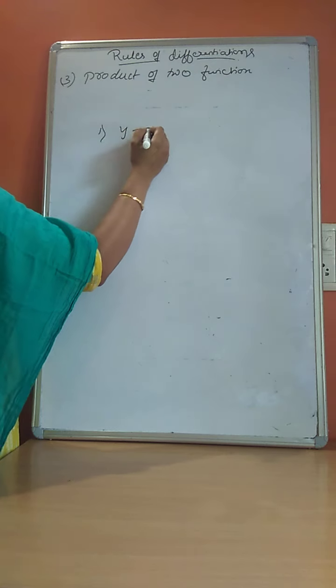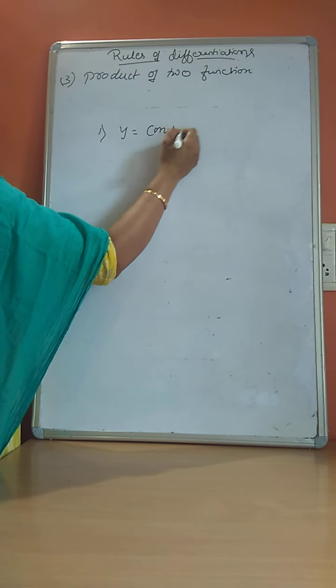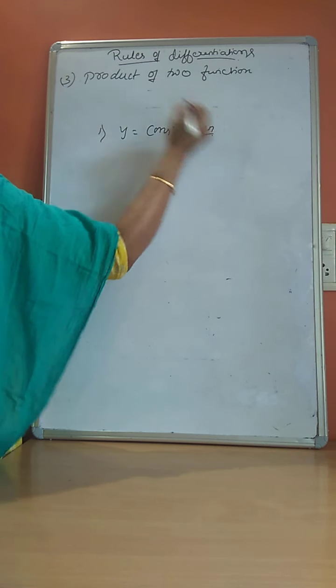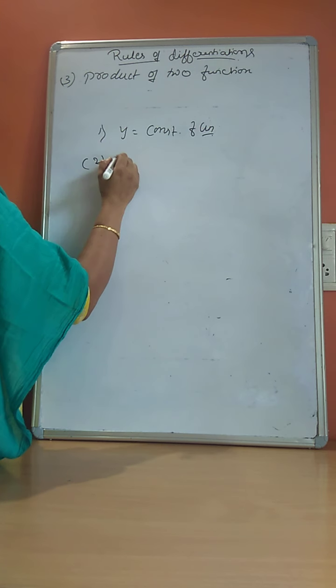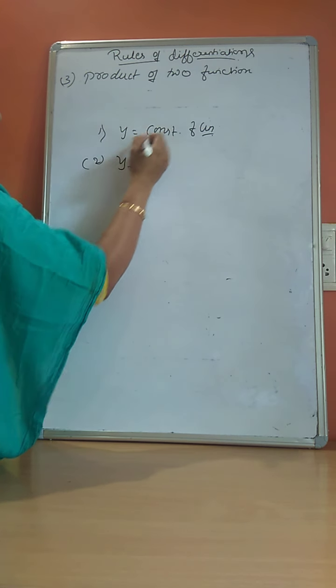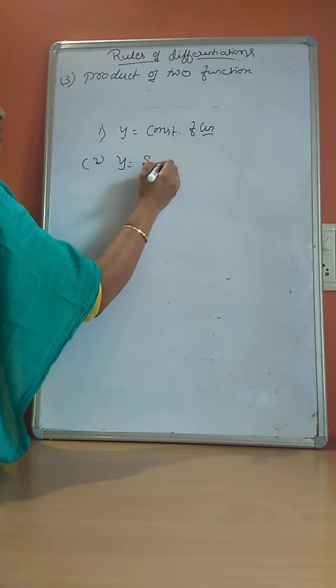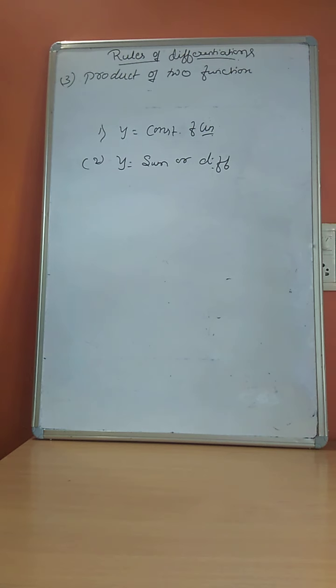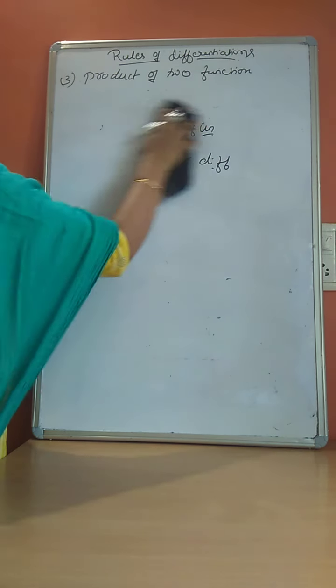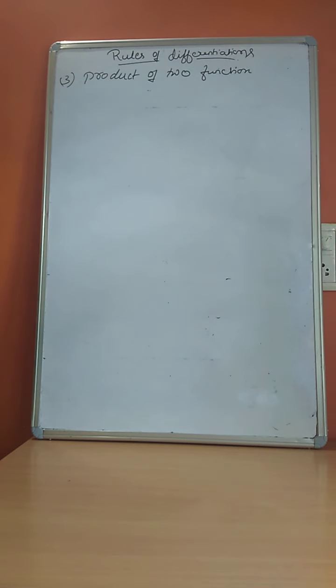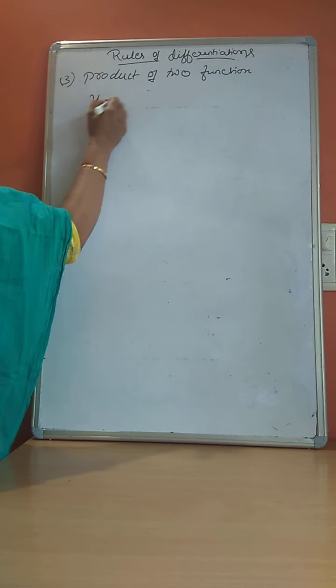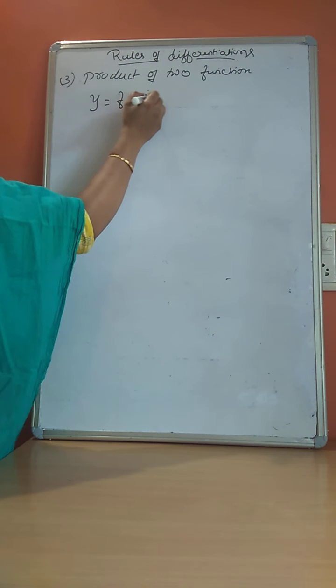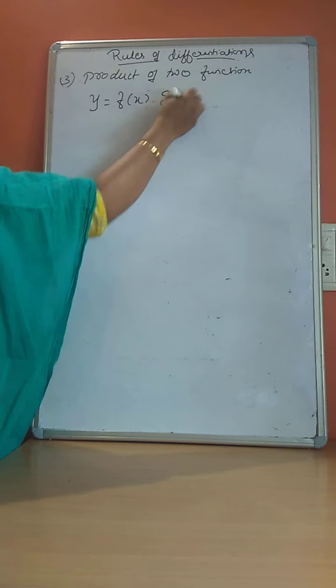See, the first one is y is equal to constant into function. The second one is y is equal to sum or difference. The third one is the product of two functions, that is y is equal to f of x into g of x.